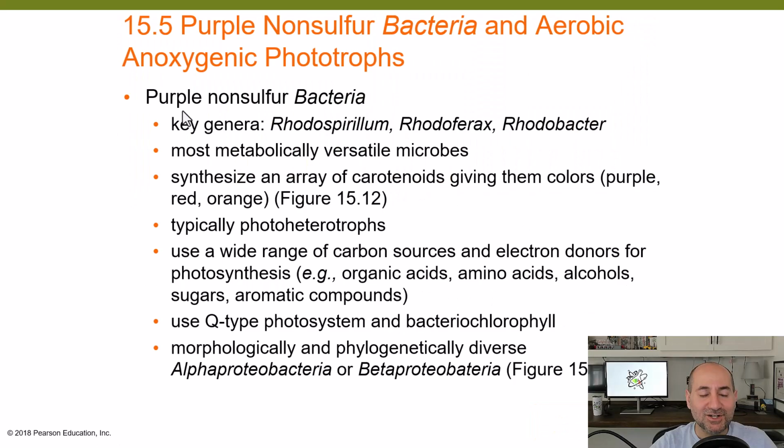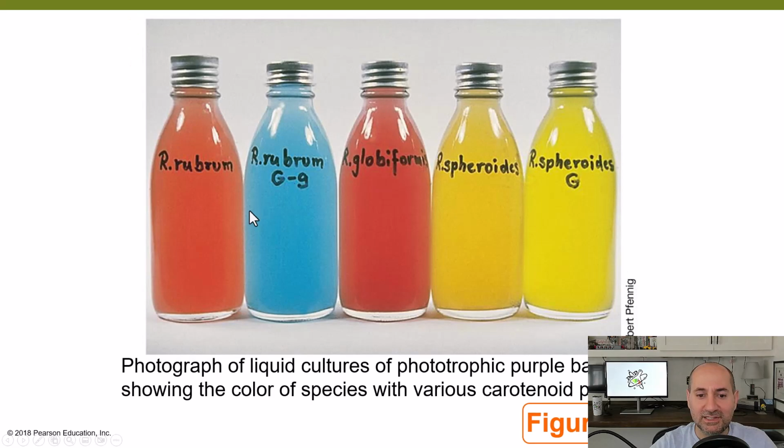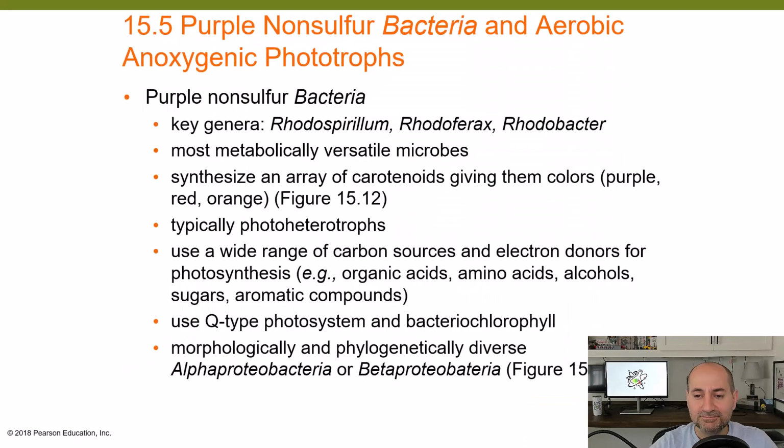All right, moving on to another functional type. These are known as the purple non-sulfur bacteria. Here are a list of key genera. These are highly metabolically versatile. They are very interesting. They have a purple, red, orange color. You can see some of their colors here. They range from purpley to blue to yellow, red, orange.